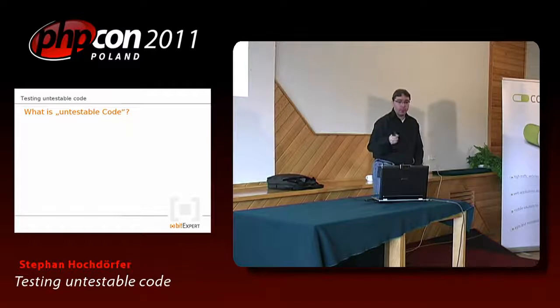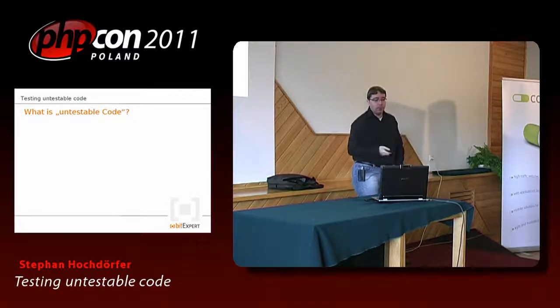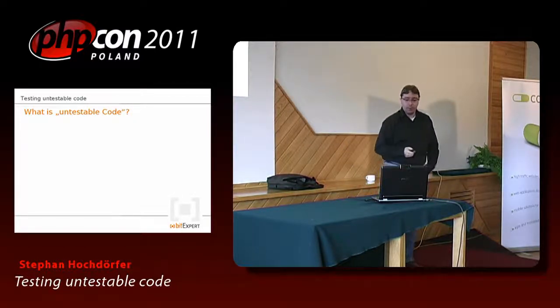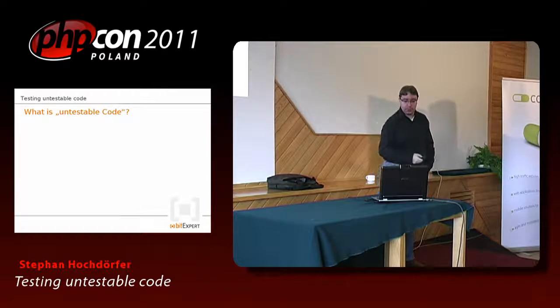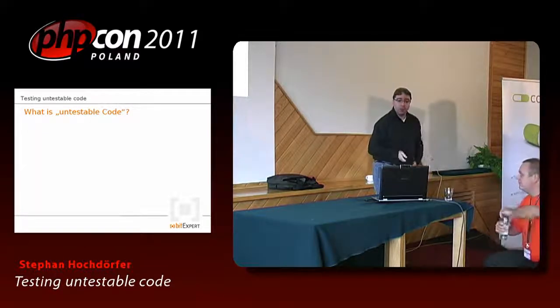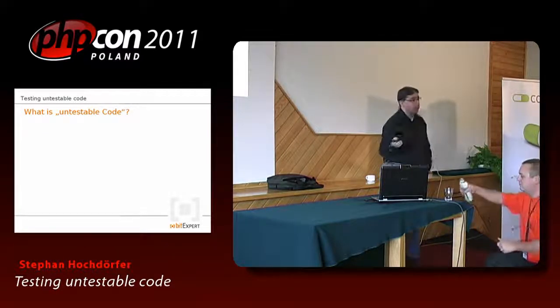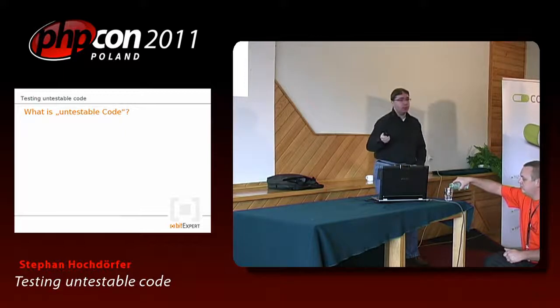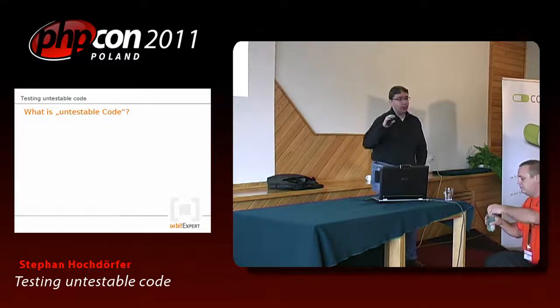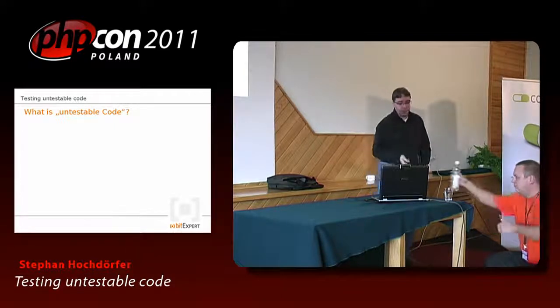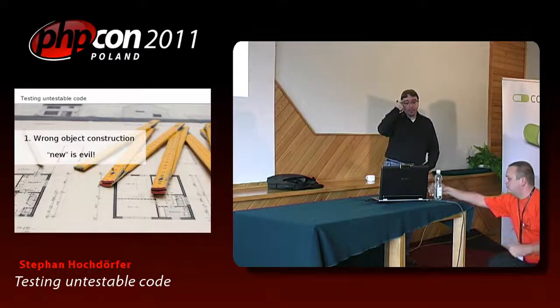When I asked this question once, someone from the audience raised his hand and said, my coworker's code. This is probably not the explanation I wanted to hear. Other people said private methods, final methods, really long methods. That's all true, but there's more. When I did the research for this talk, I could identify three main indicators where you can judge if your code is testable or not.